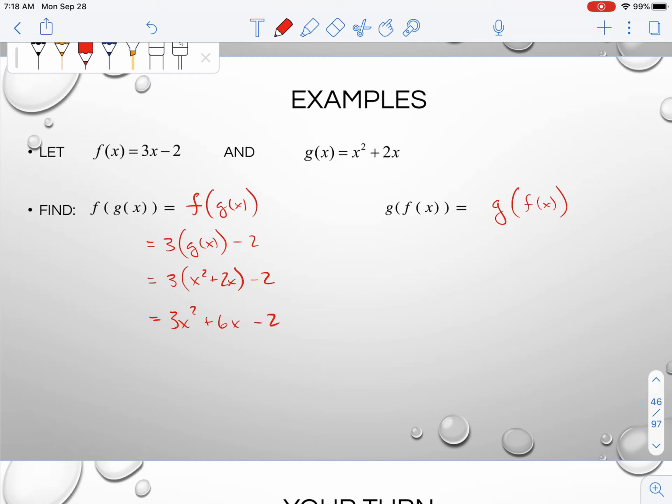Okay. In g of f of x, so here we're going to have the entire function f of x squared plus 2 times the entire function f of x. So when I substitute in, we're going to have 3x minus 2 squared plus 2 times 3x minus 2. Remember that when I have 3x minus 2 all squared, it's 3x minus 2 times 3x minus 2.